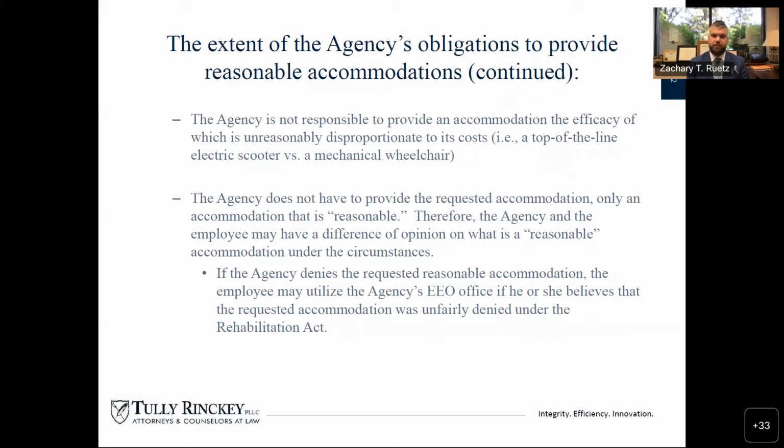So the agency and the employee might have a difference of opinion on what is reasonable under the circumstances. And along the process, if the reasonable accommodation specifically requested is denied, if less than effective or partial accommodation is provided, at that point, the employee can file a complaint with the EEO office if they believe that the request was unfairly denied under the Rehab Act.